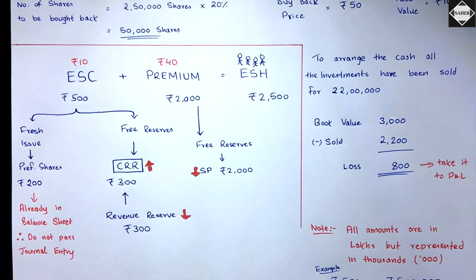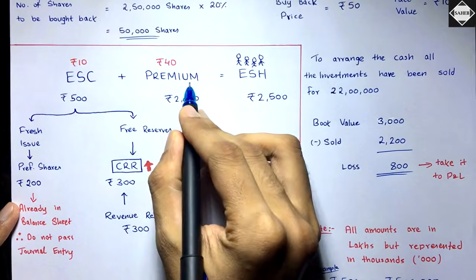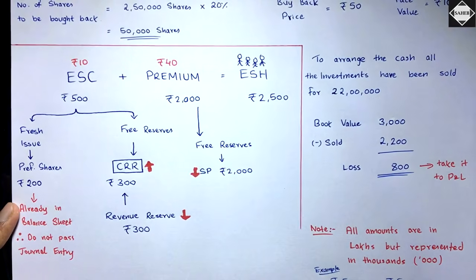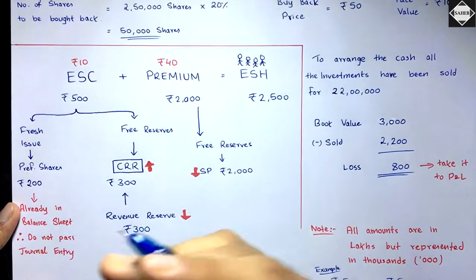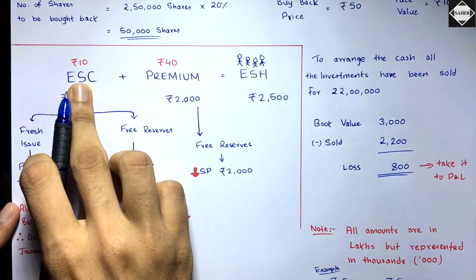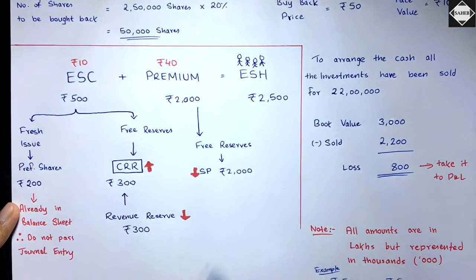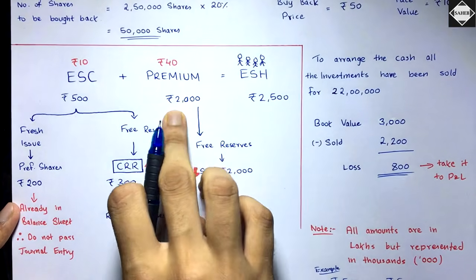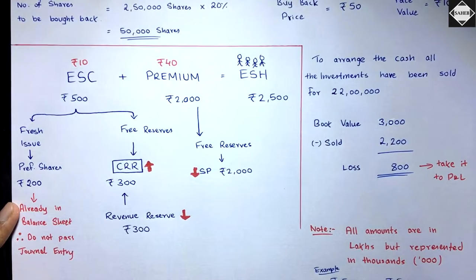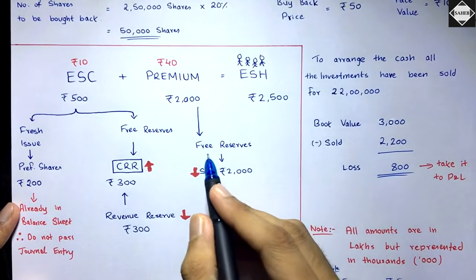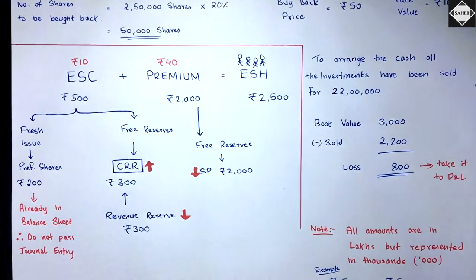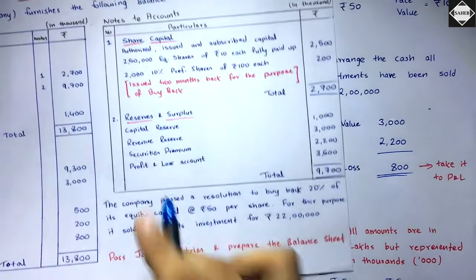Then this premium is there. Now this premium is a loss to the company. Why is it a loss to the company? Because it is being paid extra over the face value. That extra amount which the company is paying is a loss to the company. So that loss, 20 lakh, has to be written off, and you can write it off by way of free reserves. Now free reserves you have, revenue reserve and securities premium.